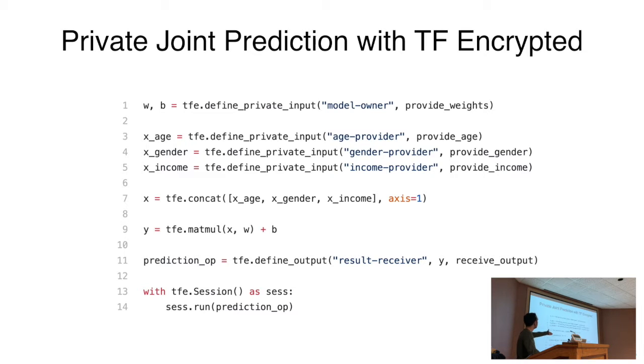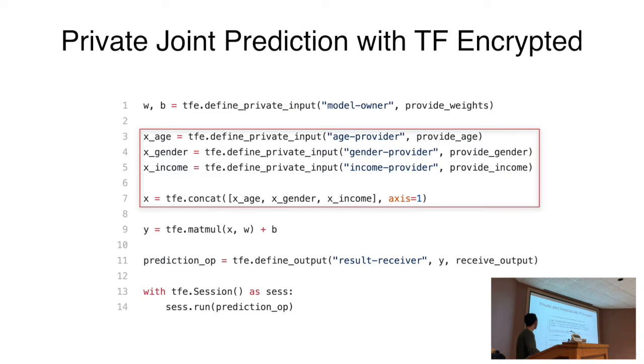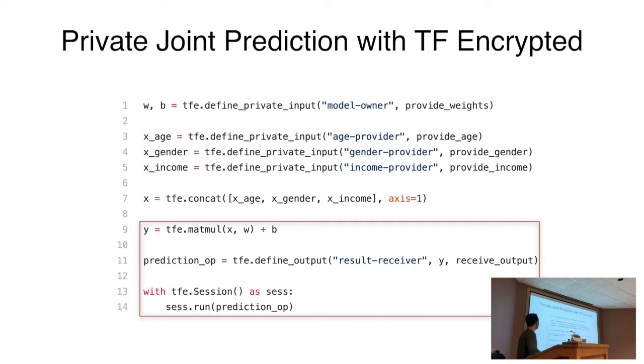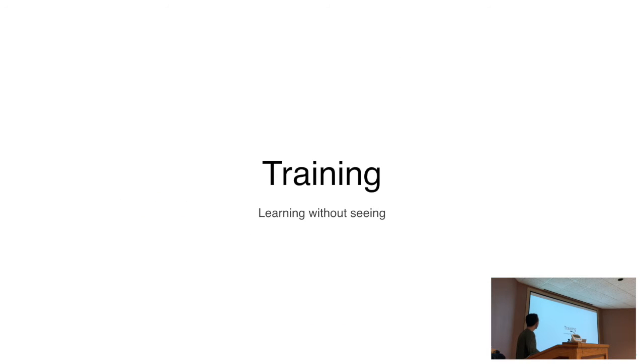And then the result receiver could be one of them, it could be someone else, but it's also another device that gets annotated as the person who receives the output. Yeah, basically what I just said.